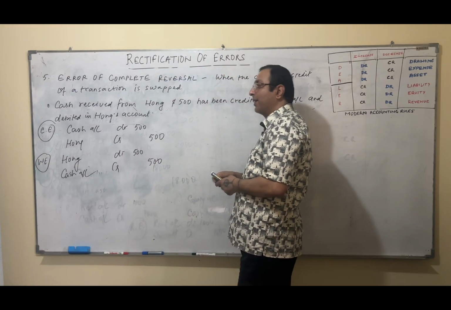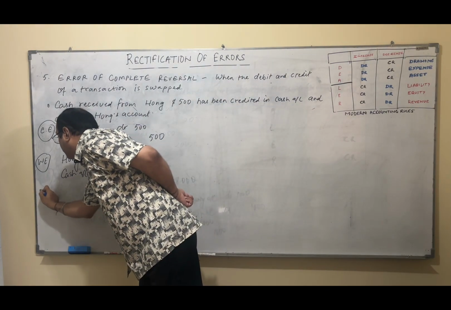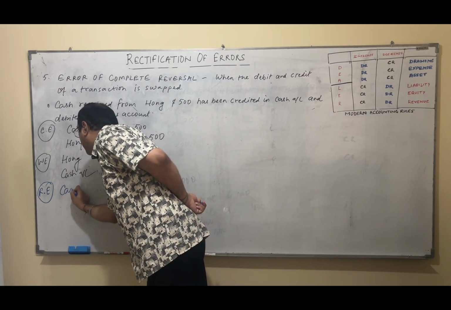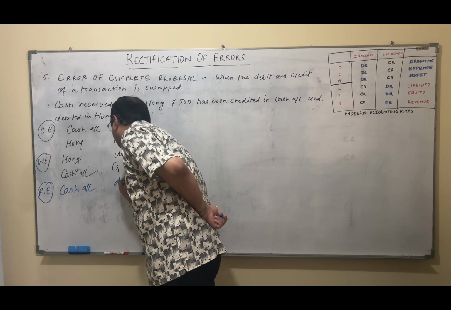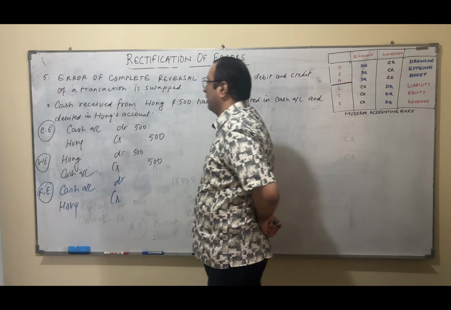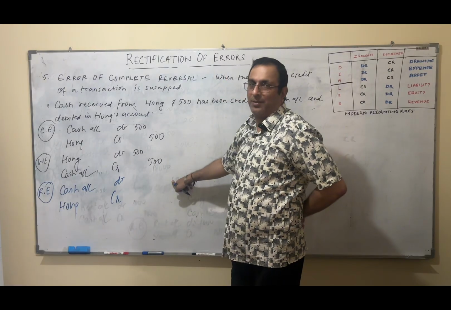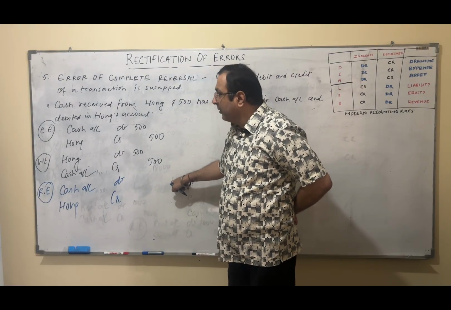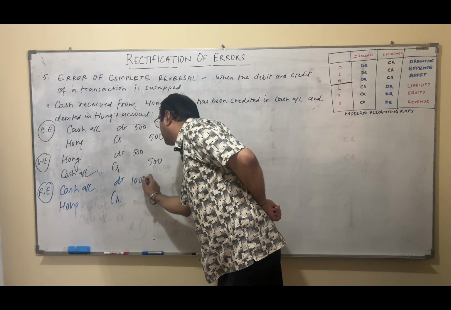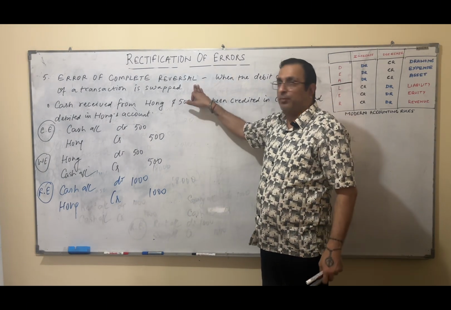Now, if you remember the last example of the last error, rectifying entry, we have to just write the correct entry, because actually cash has to be debited and Hong has to be credited. But first I will rectify the mistake. To rectify the mistake, I will write 500, and then after rectifying, I will actually record it, one more 500. So, double the amount. This is how I will rectify this error of complete reversal.